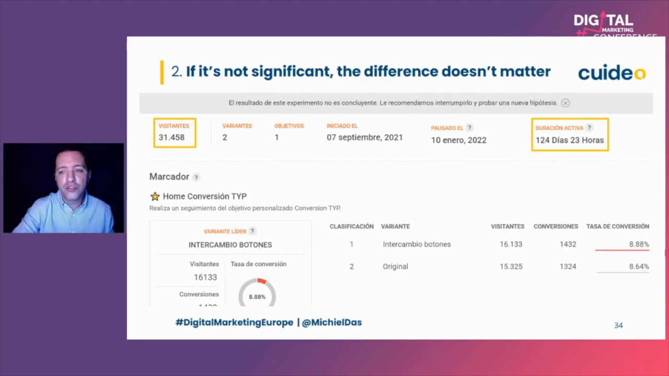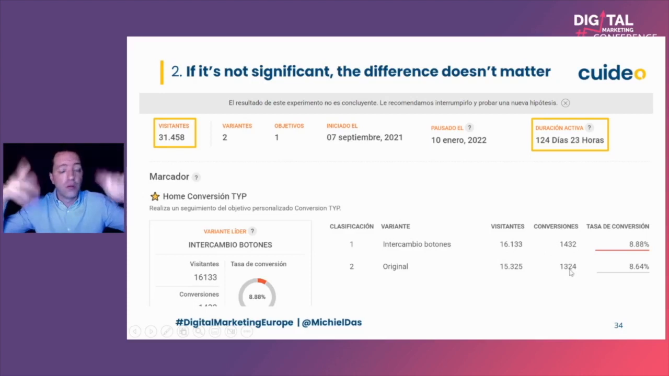But don't just focus on the bare numbers. Always check for mathematical significance. Again, most of the tools do this for you. If not, there are free tools that you can use online. You just need to type in your number of visits and your conversions for the two versions, and the tool, and there are many available online, will tell you if it's significant or not.